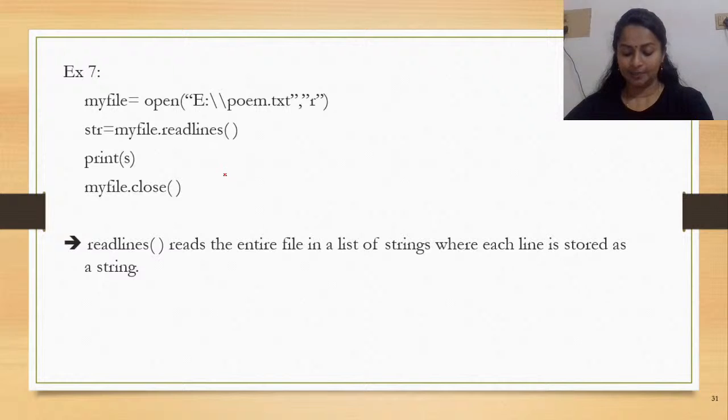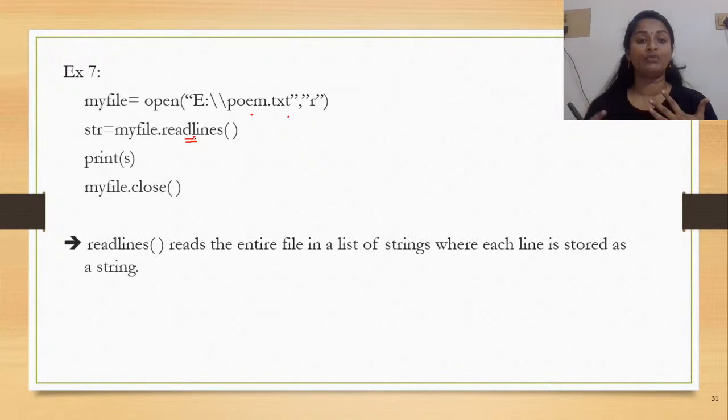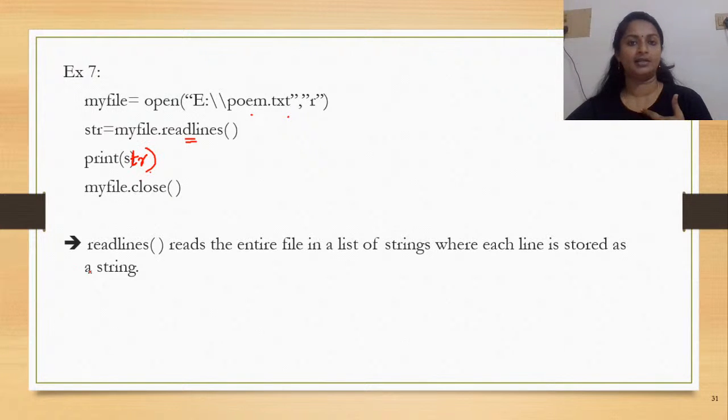Okay, now this is a sample code to understand how you can read multiple lines. Now see here, myfile.readlines. You open the file poem.txt in the read mode, and then readlines reads the entire lines of your file, and it would be stored in, I'm sorry, I had to print str here, not s. It would be saved to the variable str. Fine. And now I'm going to print str.